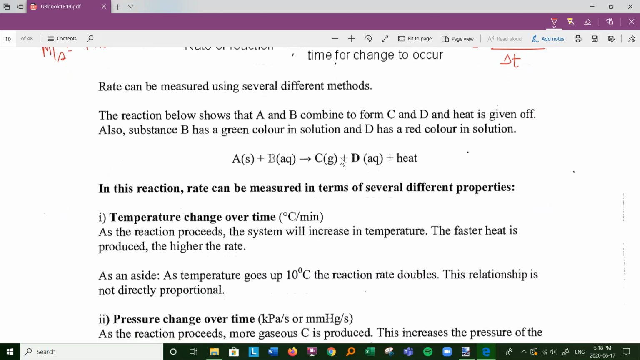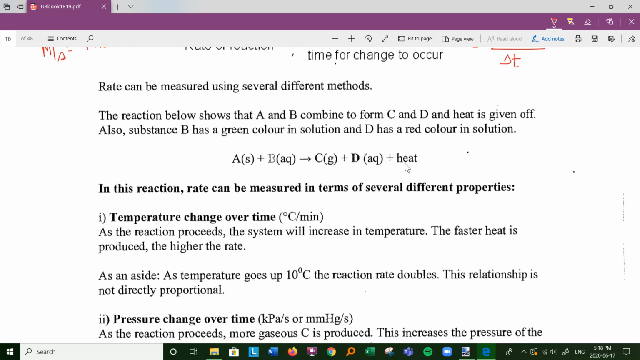It's exothermic. Heat is given off. B has a green color. D has a red color. Rate can be measured in different ways. We could measure the temperature change over time, right? As the reaction proceeds, the system will increase in temperature. The faster heat is produced, the higher the rate. So you could look at how quickly the temperature goes up, and then relate that to concentration and get the rate that way.